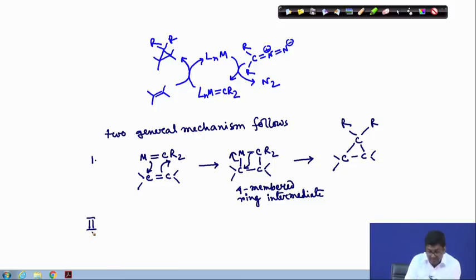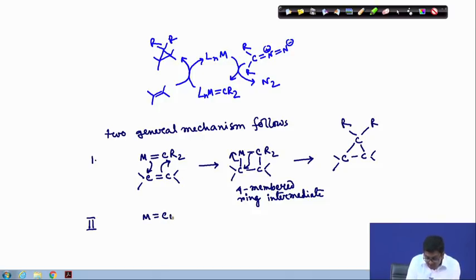The next general mechanism could be via stepwise. That means if there is some electrophilic type of attack on this carbene, as we have said that carbenes are generally electrophilic in nature, so via an electrophilic attack to form a polar species, which finally undergoes 1,3 bond migration and gives the corresponding cyclopropane. Let us see how it works.